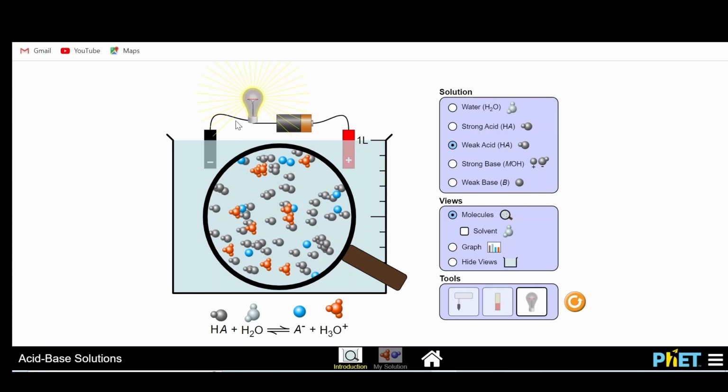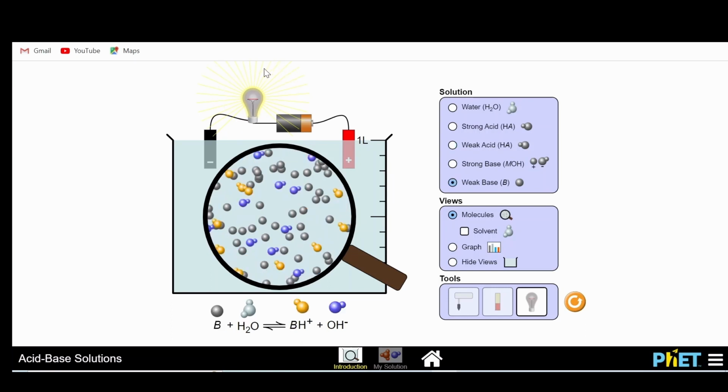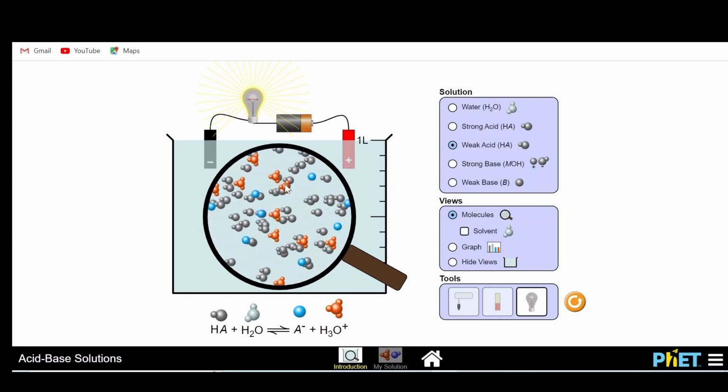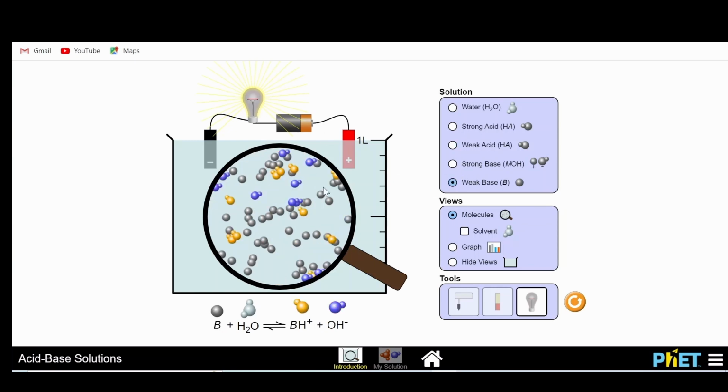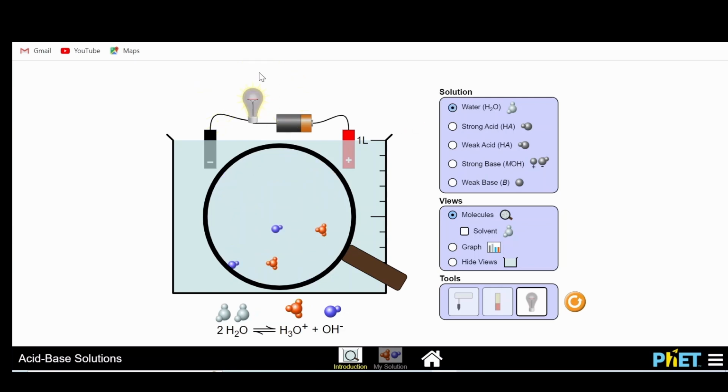However, it shines dimmer when placed in both a weak acid and a weak base. Once again, this is because of the lower concentration of the hydronium and hydroxyl ions produced in both cases respectively. And of course, it makes perfect sense how water will only barely light up the bulb since there is such a low concentration of both the hydroxyl and hydronium ions, as you can see.